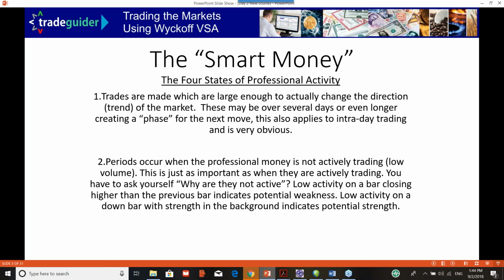Smart money have 4 states of activity. Number 1, trades are made which are large enough to actually change the direction or the trend of the market. These may be over several days or even longer, creating a phase for the next move. This also applies to intraday trading, and it's very obvious.